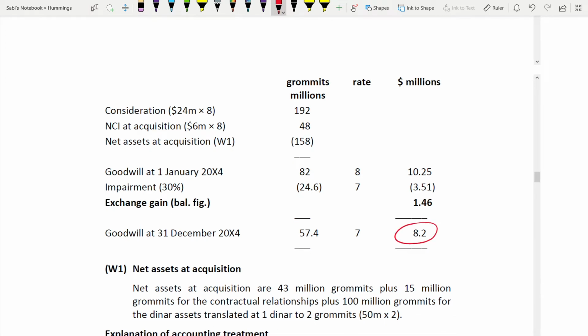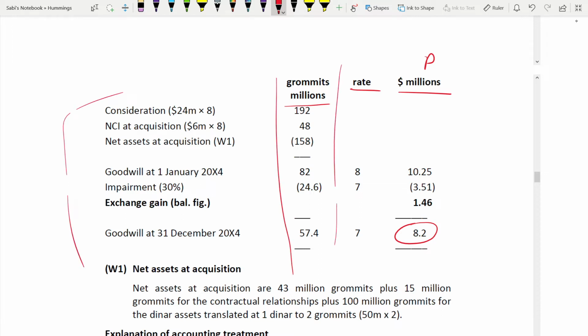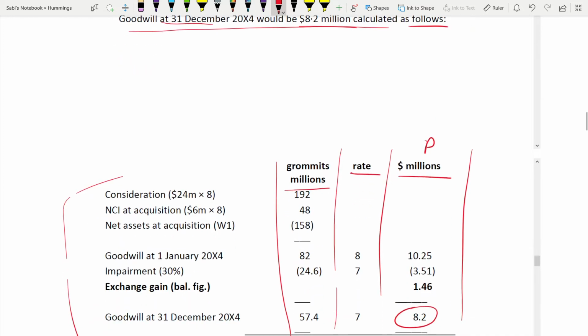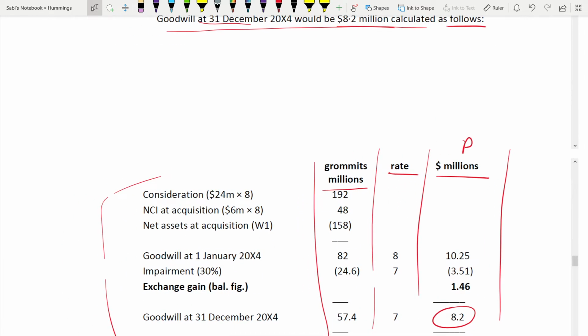When you are showing, remember, first you have to show in the grommet millions. Why? This is the functional currency of the subsidiary. Then the rate, then the dollar million because at the parent company, everything you have to bring in dollar, whatever the functional currency the parent is using, because whenever you are making the consolidated financial statements, it is from the parent. So 3 columns you have to make. Actually 4 columns, for the description also you need. This you can do in Excel maybe. Excel will save your time also.